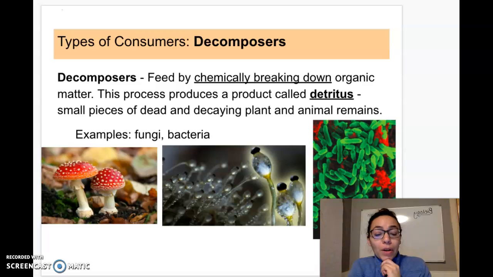Another really important part of the food chain are decomposers. So these are organisms that feed by chemically breaking down organic matter. So dead stuff, right? If you throw a banana peel on the side of the road, it doesn't stay there forever, right? It decomposes. And these are the organisms that do that. So this process produces a product called detritus, which are small pieces of dead and decaying plant and animal remains. So these are guys like fungi and bacteria. Really important. Otherwise, we would just have a buildup of dead stuff on the planet.